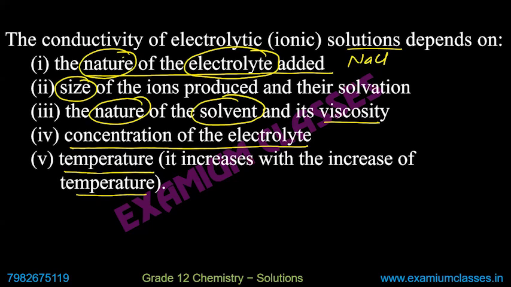These 5 points, just memorize. You will get an objective question from here, and mostly the objective question is: the conductivity of an electrolyte does not depend on which of the following. So three will be out of these five, and one will not be from these. So that will be the answer.